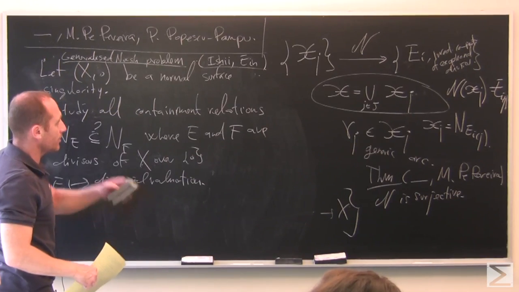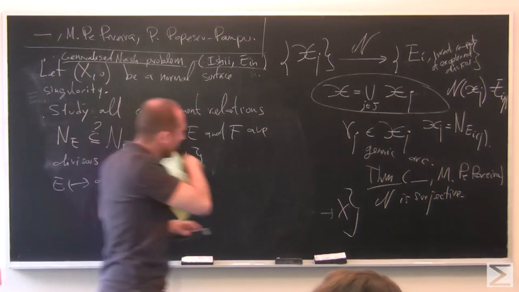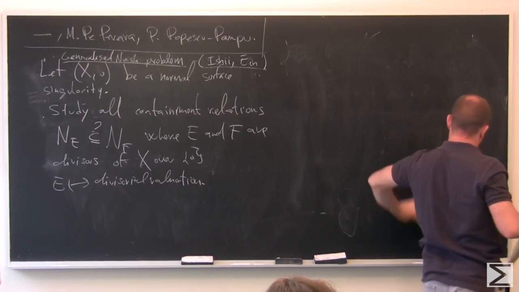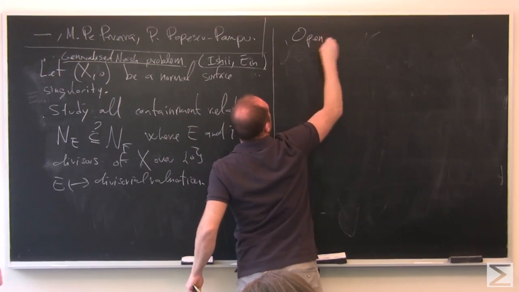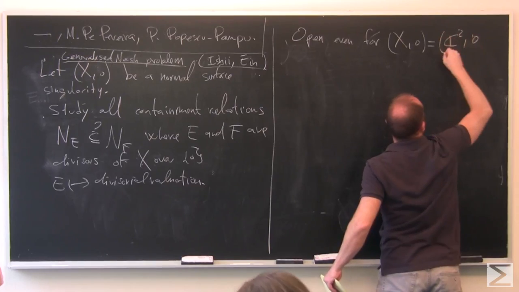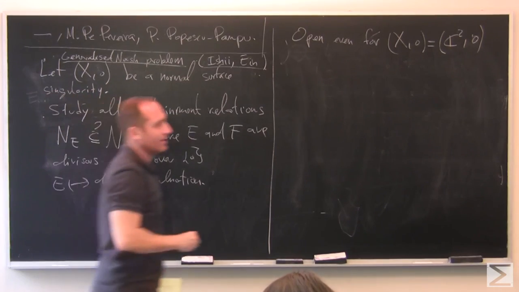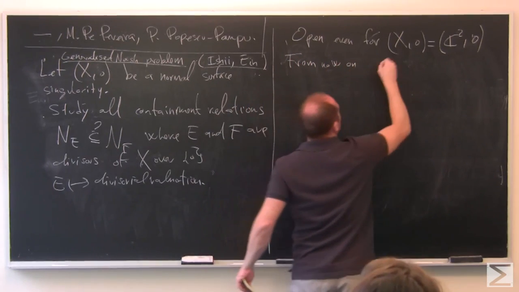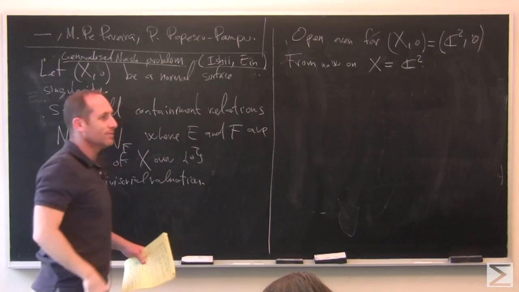So this means that solving the Nash problem is just making a little step in solving the generalized Nash problem, because there are many, many divisors. That problem is much harder, and it is open even for X, 0 equal to C^2, 0. So it is open even for the smooth germ, and I am concentrating on this case. So from now on, X equals C^2.